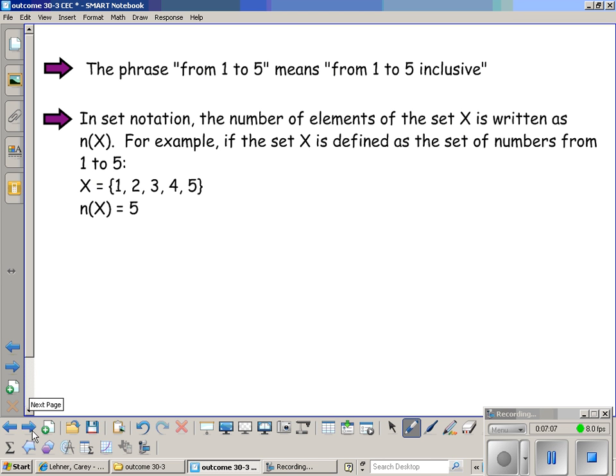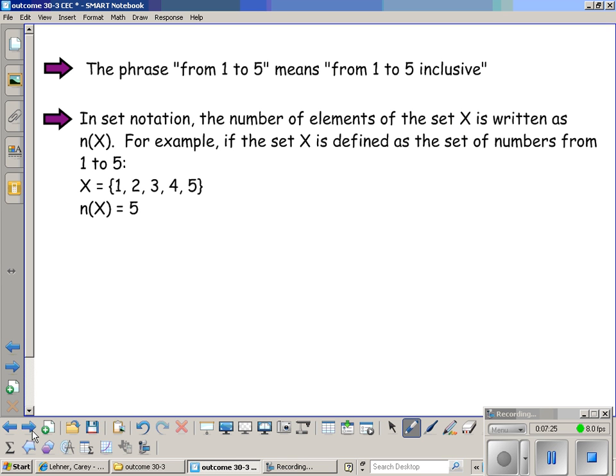The phrase "from 1 to 5" means from 1 to 5 inclusive. So it means 1, 2, 3, 4, and 5. If that's what you read in a question or a situation, it means all of the numbers between 1 and 5.